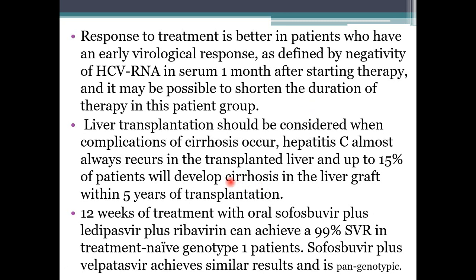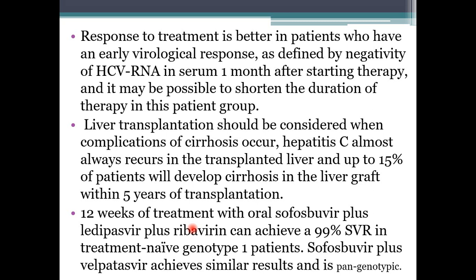Here we come to 12 weeks of treatment with oral sofosbuvir. Sovaldi is now available, a very famous antiviral agent for the treatment of type C hepatitis. You can give it alone or plus ledipasvir or ribavirin. Currently, ribavirin plus sofosbuvir, two antiviral agents, can achieve 99% SVR in treating genotype 1 patients. Sofosbuvir plus velpatasvir also achieves similar efficacy.